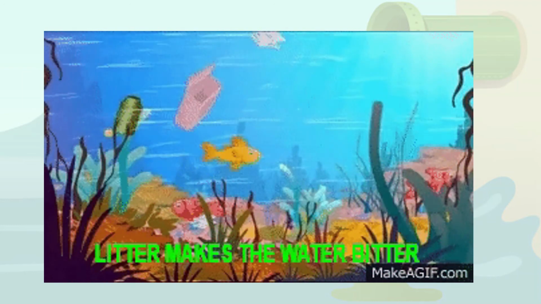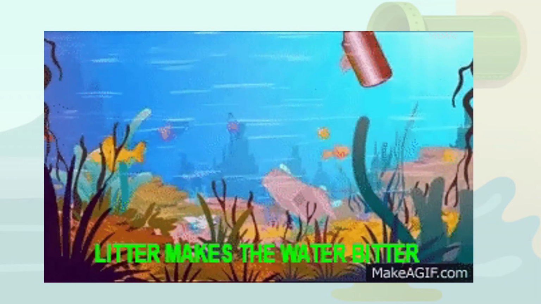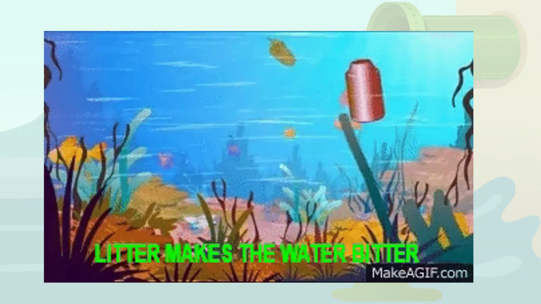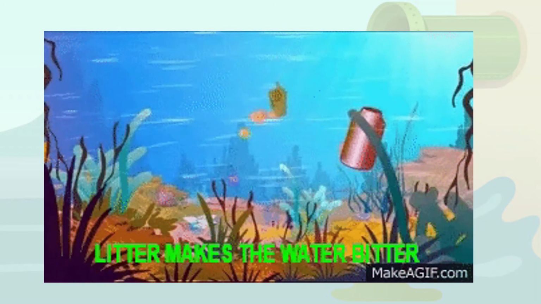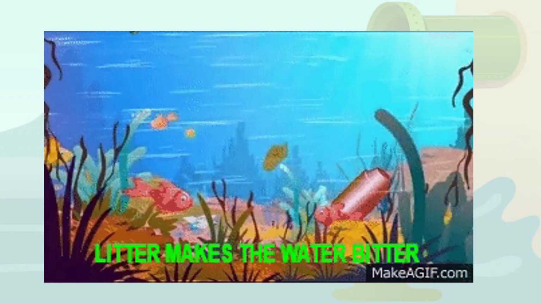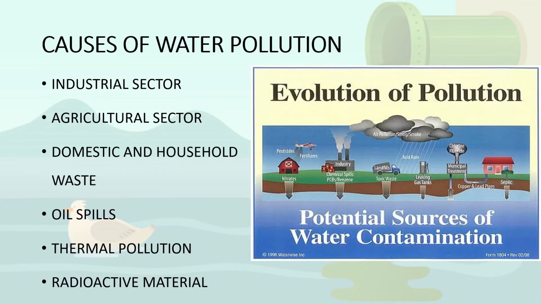But there are man-made causes like industrial waste, agricultural waste, sewage and domestic waste, oil spills, radioactive waste, as well as thermal heat generated by industries. And these kinds of pollutions are much more harmful. All the man-made pollutions are very devastating for water and the aquatic life within. So the causes of water pollution, which are all man-made, are industrial, agricultural, domestic and household, oil spills, thermal pollution, radioactive material, as well as plastic pollution.